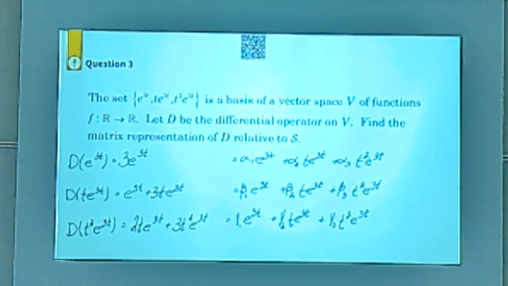You shouldn't need to set up a system for this. Should be really obvious what each coordinate vector is, right? What's alpha 1? What's alpha 2? I agree, alpha 1's 3. What's alpha 2?